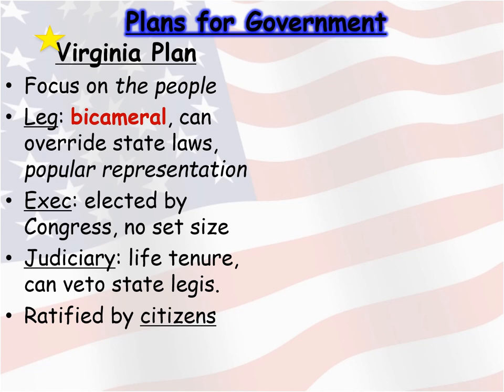And they wanted amendments to be ratified by the citizens. That's not exactly how it's done today. I've told you that amendments are ratified by the states. Do you happen to recall what vote is needed by the states to ratify an amendment? Three-fourths. Yeah, that's right. Good job, Lindsay. It's a supermajority. It's three-fourths. It's the only time that we have a 75% vote because it's such a big deal. It's changing the Constitution permanently. So that's the Virginia plan.